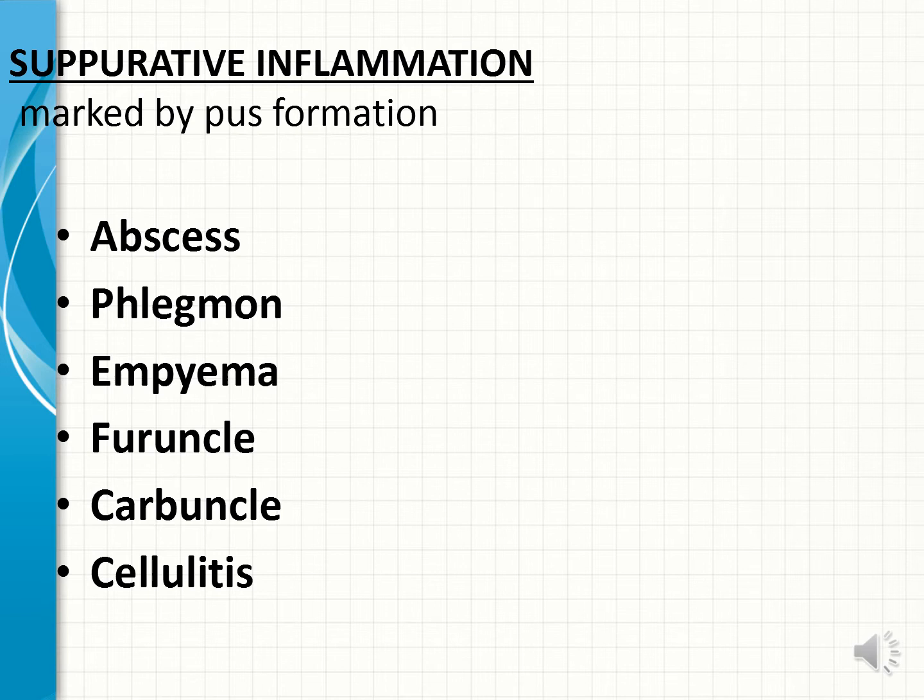Suppurative inflammation is marked by pus formation and could be diagnosed in various processes like abscess, phlegmon, empyema, furuncle, carbuncle, and cellulitis. These all processes are examples of suppurative inflammation.